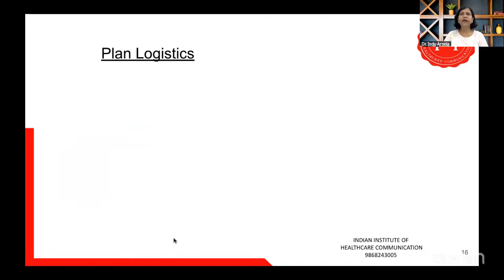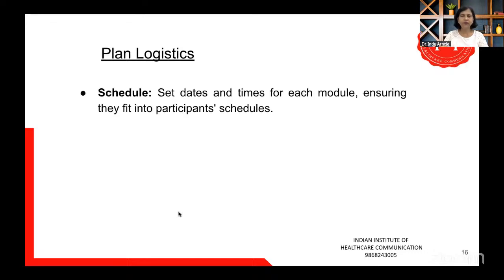Then plan logistics. These are the things that you will require during the program, and you need to plan about them in advance. For example, schedule. So you set what will be the date and time of the program. For example, you are planning a 10 weeks program like we have planned for us. So we clearly know that it will be on every Tuesday 8 to 10 p.m. And it should fit into the participant schedule.